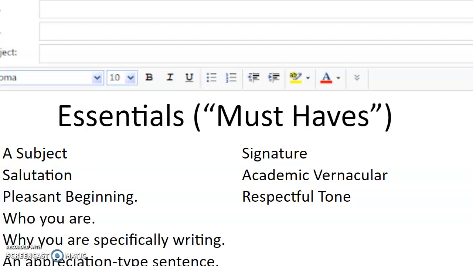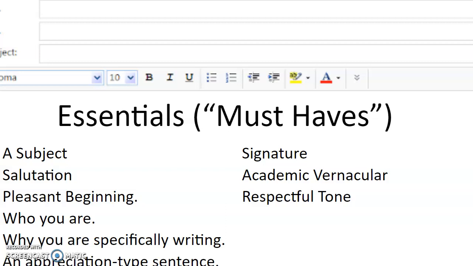An appreciation type sentence. Thank you for taking your time. I appreciate you reading this. Something like that. Remember, you're asking them to do something for you. That is why you're emailing them. So you have to show appreciation for their time.